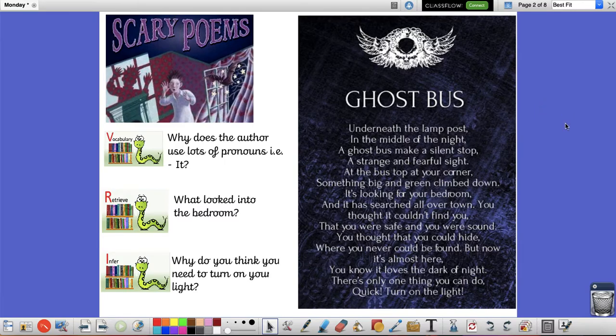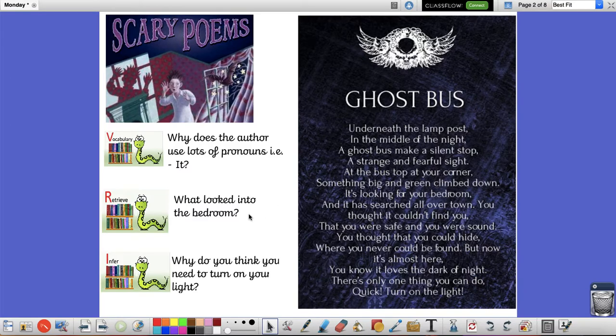Okay, so you've got 3 questions about the poem. A vocab question, a retrieval and an inference question. So for vocabulary, I want to think about why does the author use lots of pronouns in it? So why does it use a pronoun such as it? It's looking for your bedroom. It couldn't find you. Okay, what's the purpose of those words, it, in the poem?